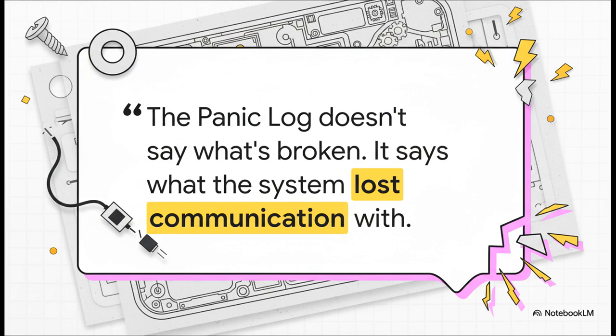It says that the main system has lost communication with a sensor. Now, sure, that could mean the part is faulty, but it can also mean a cable is loose, or even that someone used the wrong tiny screw during a previous repair.